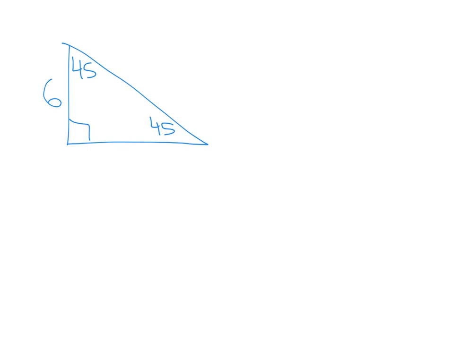We're gonna do a little extra practice with some 45, 45, 90 triangles and 30, 60, 90 triangles, our special right triangles in geometry. So I've got this 45, 45, 90 triangle here with a side of 6. I want to solve for my two missing sides. We'll call those x and y.